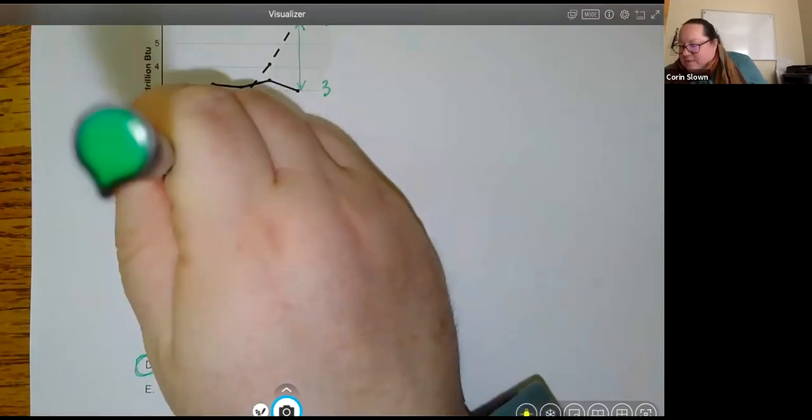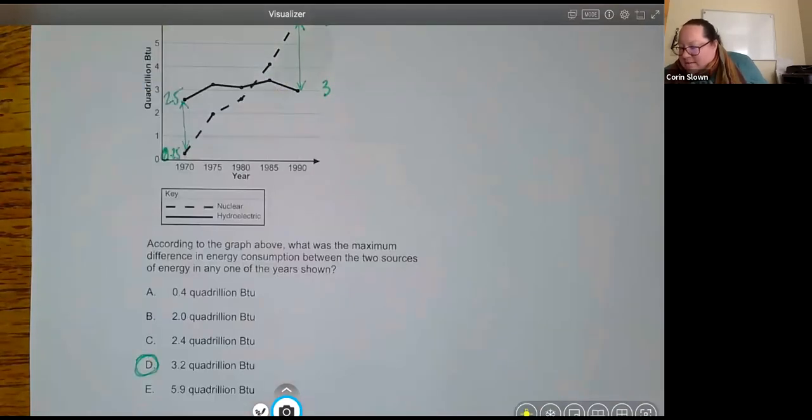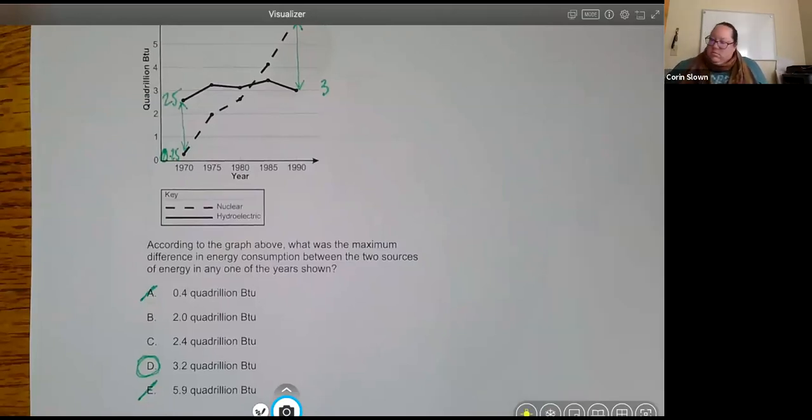So 2.5 minus 0.25, that's still 2 and some change. So that would be C, that's still less. And we don't have anything bigger than E, so we can ignore that. A is too small a difference. I think D is the best answer based on the information that we have available. Okay.